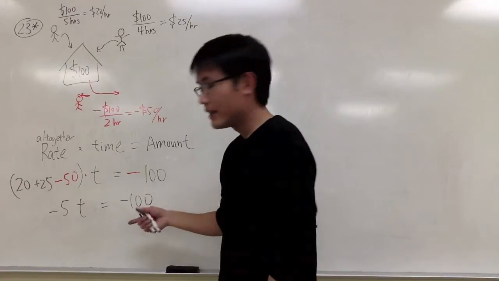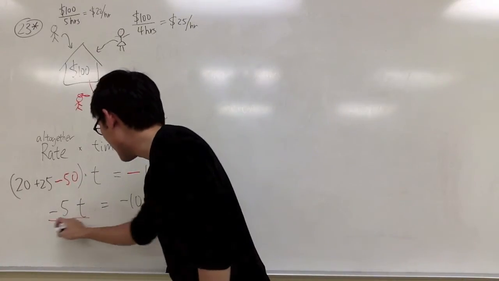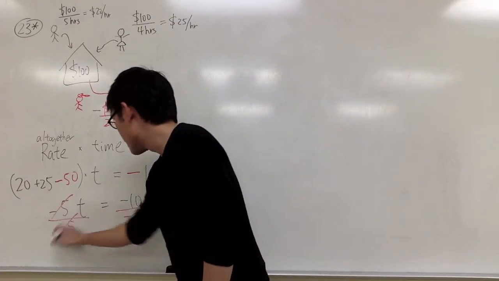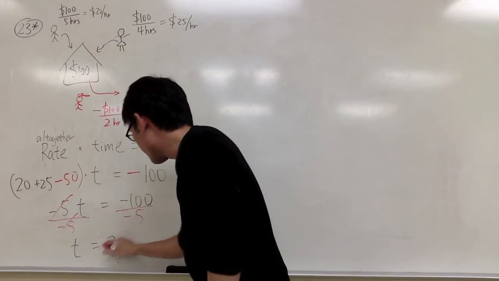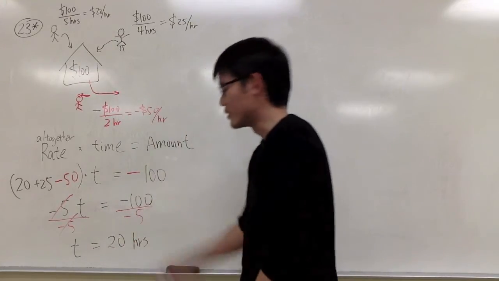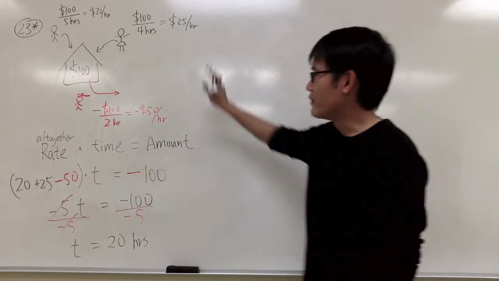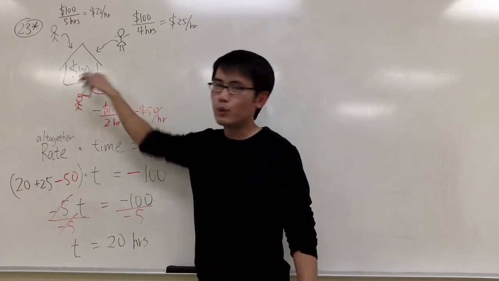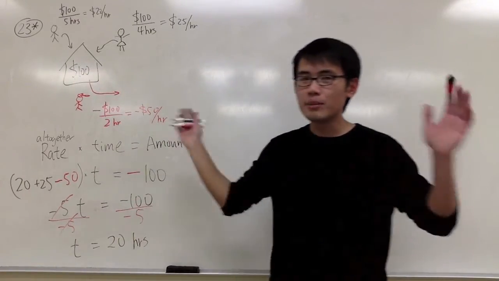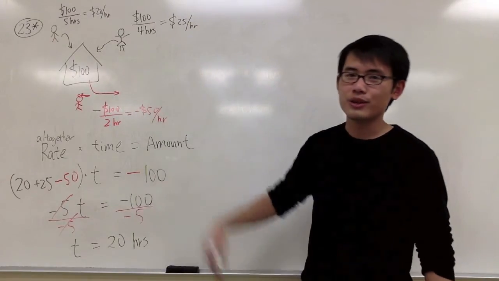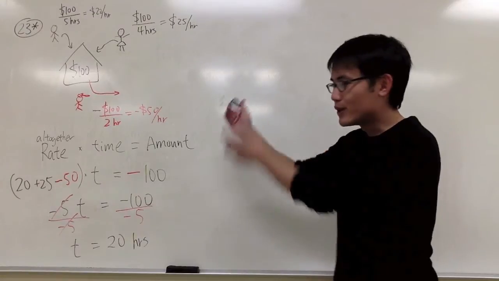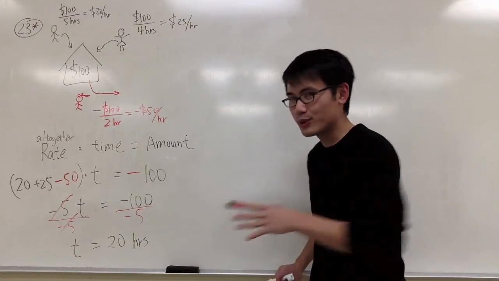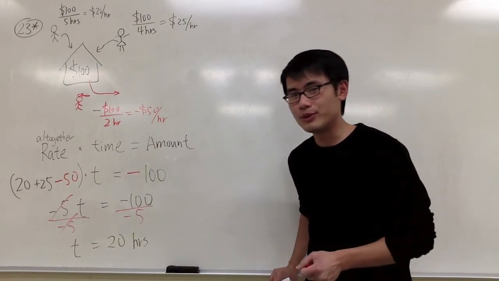Then I have this equation. I just need to solve for t by dividing both sides by negative 5. And with that, I will get t is equal to positive 20 hours. So in other words, after 20 hours, they will completely lose the $100 because the son is just spending it all, even though the dad and the mom are trying to make money, but they can't keep that $100. So hopefully you can relate this question to the original question number 23.